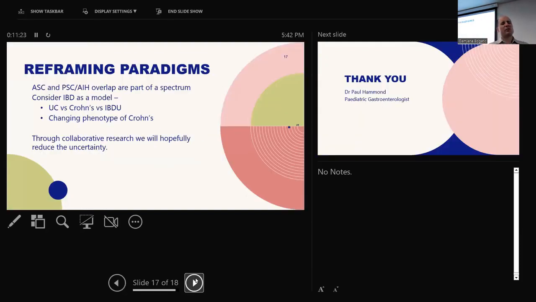So the whole concept of reframing paradigms and thinking of conditions in a slightly different, perhaps non-traditional way. We could use the analogy of inflammatory bowel disease. So inflammatory bowel disease has two main conditions, if you like. It's ulcerative colitis and Crohn's disease, and then IBDU, which some people say is a separate condition. Some people say have features of either, but you can't be too sure.